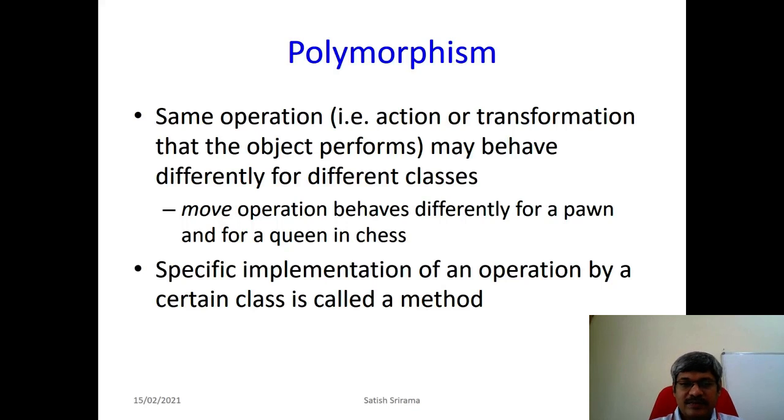In terms of these classes, a specific implementation of an operation of a certain class we call a method. We use them interchangeably, operation and method. But conceptually, as far as object oriented design is concerned, a specific implementation of an operation is called the method. Remember these things. These four are essential characteristics.